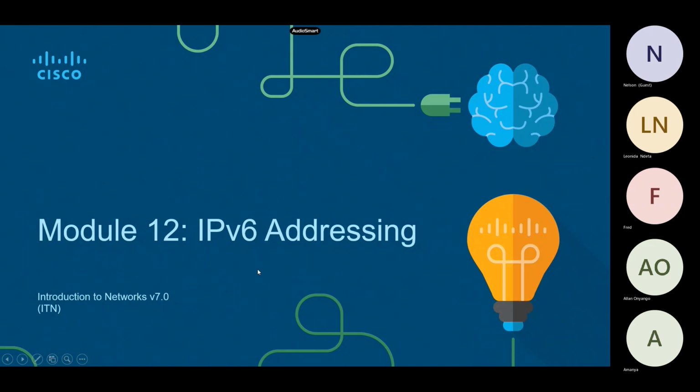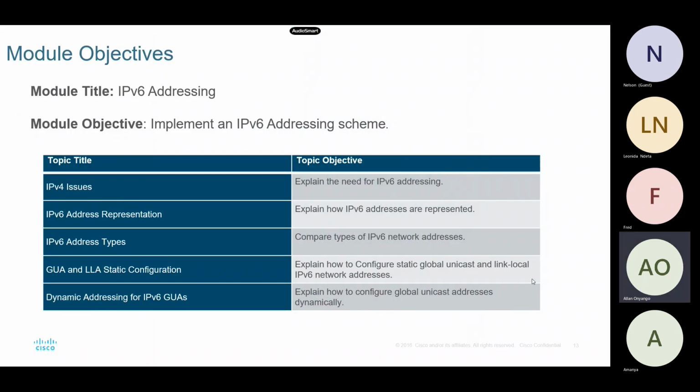I want us to check on this and learn a better version of this. So to start us off, let's look at the content of our learning today. This is IP addressing, IPv6 addressing. We are going to implement an IP version 6 addressing scheme. We'll explain the need for IPv6 addressing. We'll explain how IPv6 addresses are represented, very important.